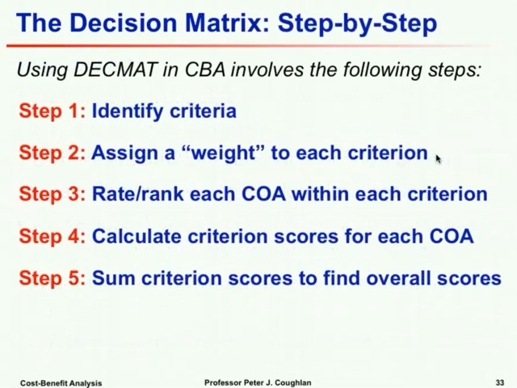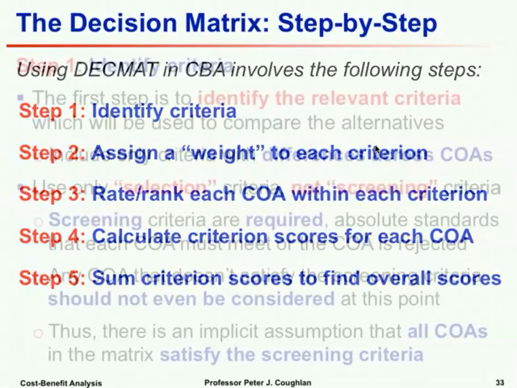So using the decision matrix involves the following steps. Step 1, identify criteria. Step 2, assign a weight to each criterion. Step 3, rate and rank each course of action within each criterion. Step 4, calculate criterion scores for each course of action. Step 5, sum criterion scores to find overall scores. And of course, I'm now going to go through each of those 5 steps to explain it in detail.